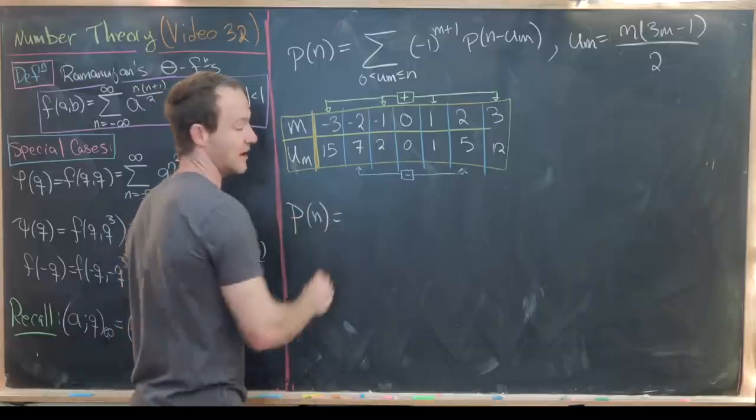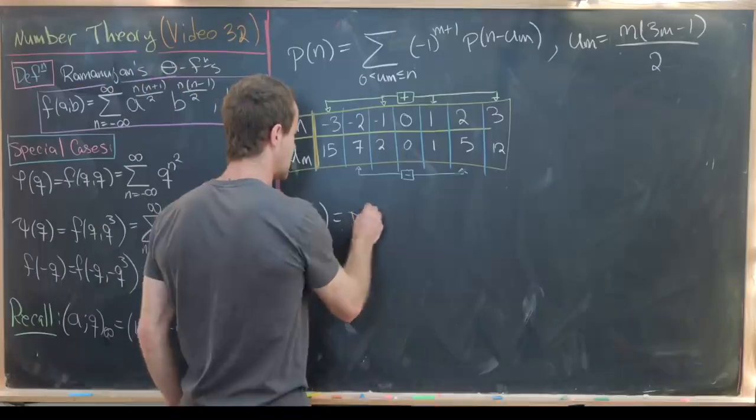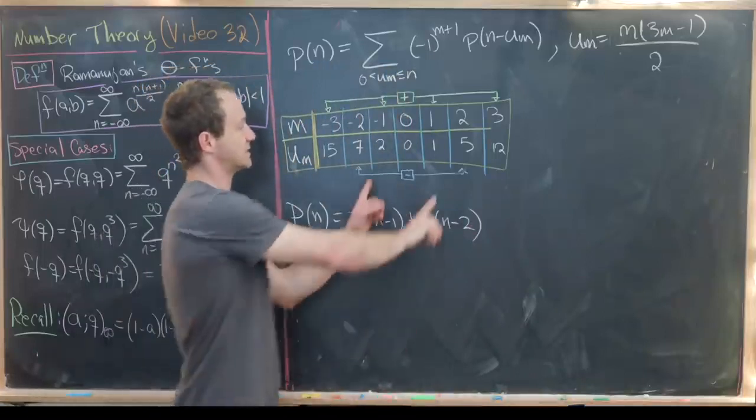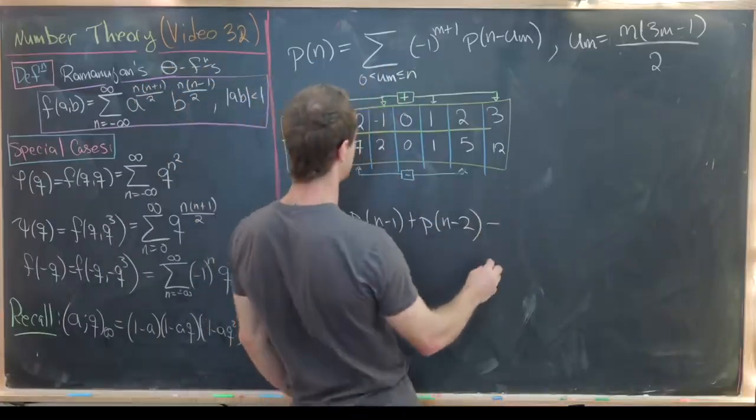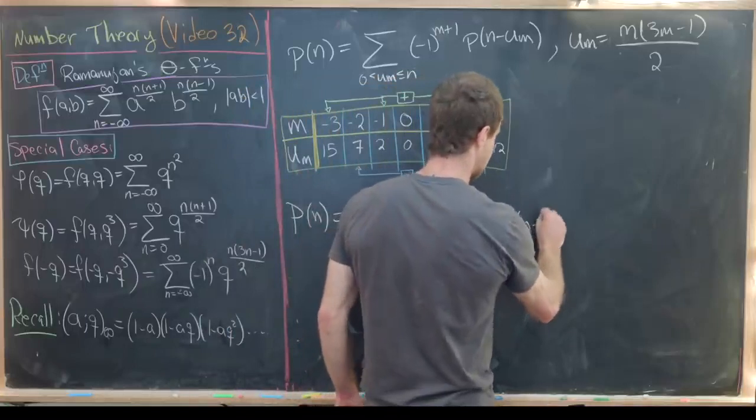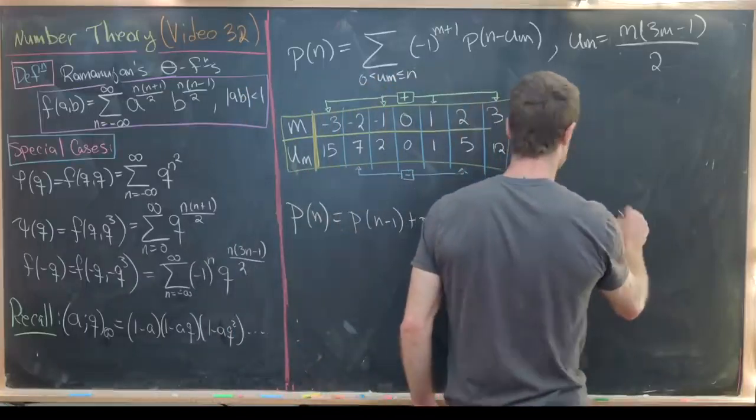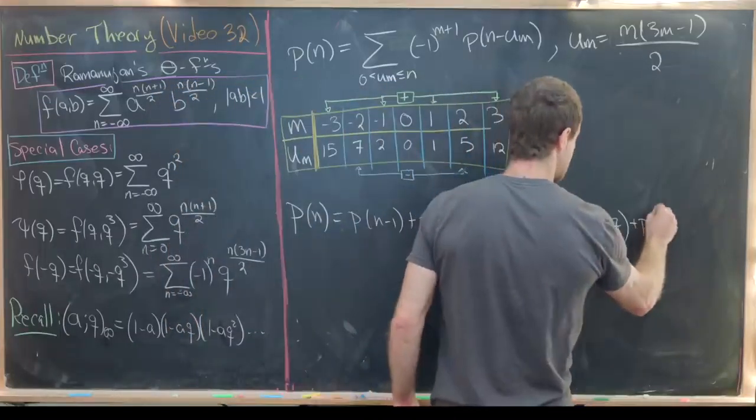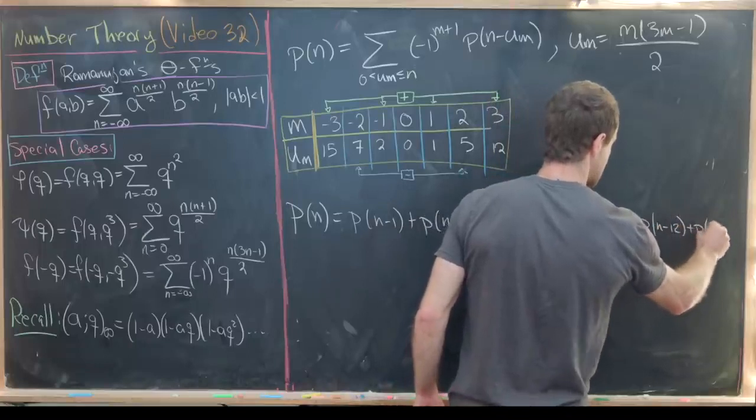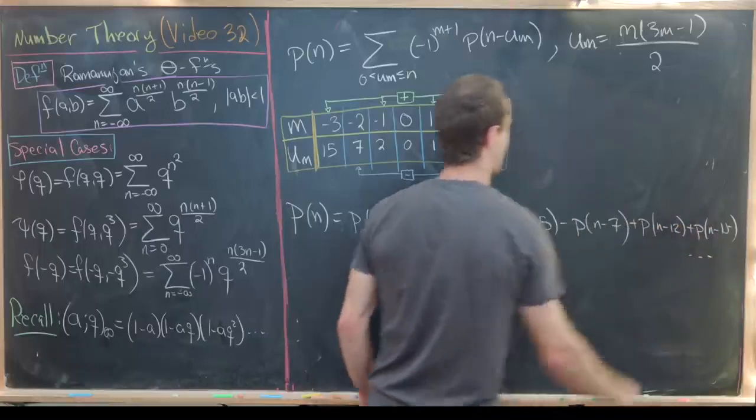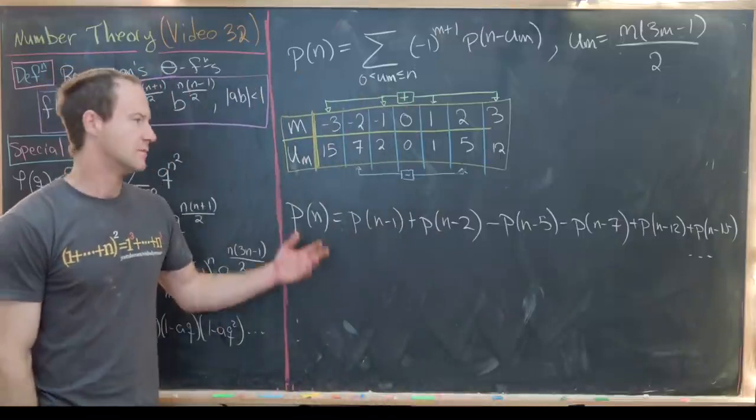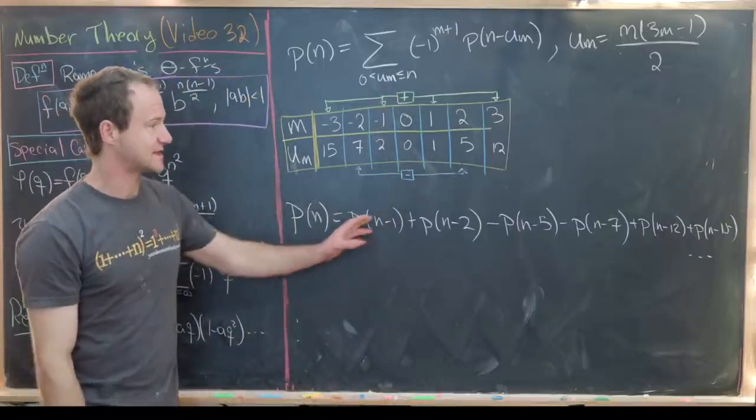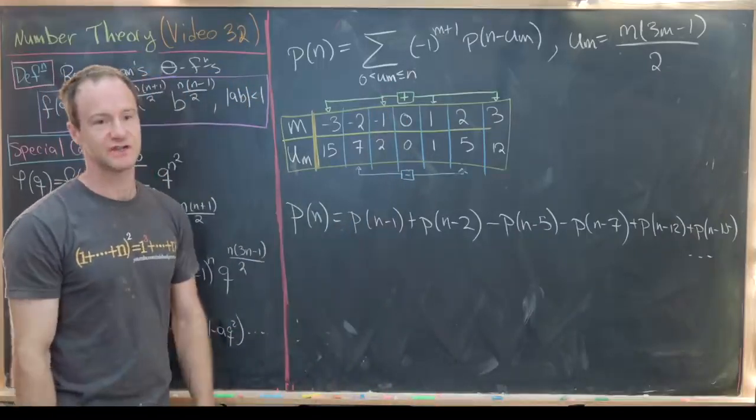So we have p(n) will be equal to p(n-1) plus p(n-2). So that's what we get from these two. And it'll be minus p(n-5) minus p(n-7). So that'll be, let's see, from those two. And then plus p(n-12) plus p(n-15). And then that extends on forever. But it obviously stops once we get to n for use of m. So that's our nice recursion for partitions of n.